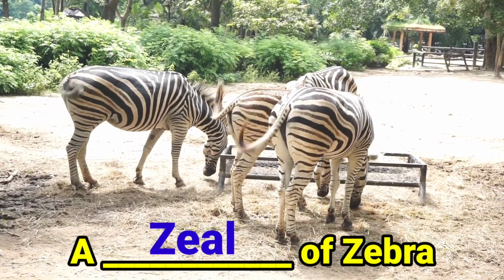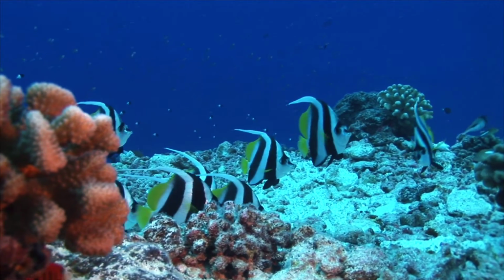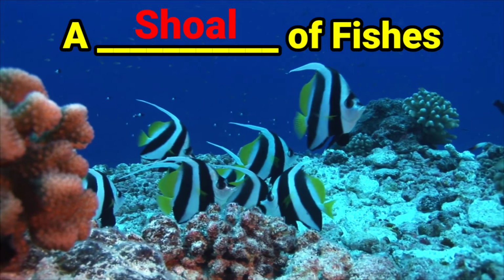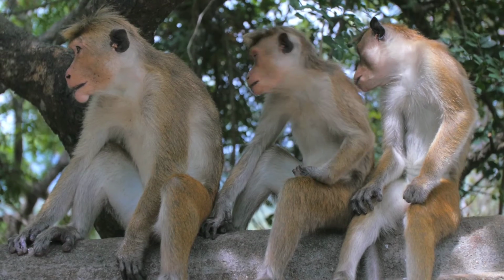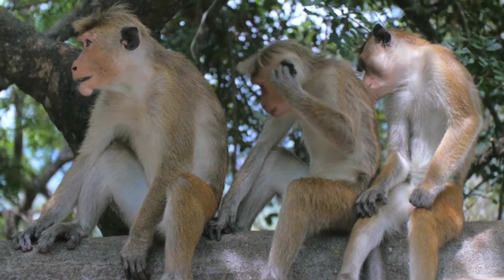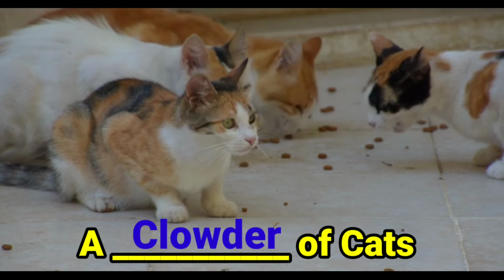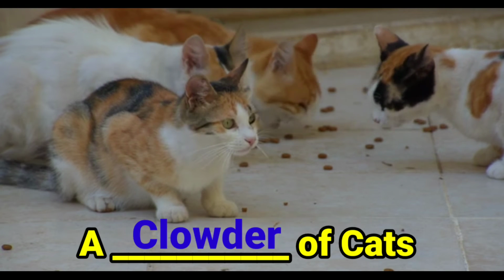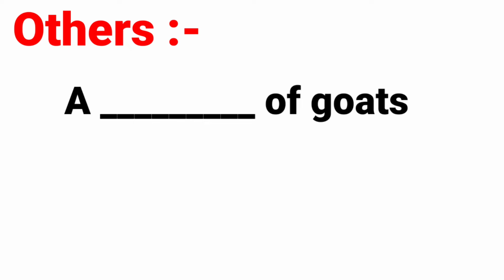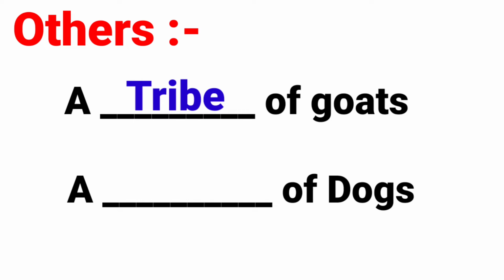A gill of zebra. A shoal of fish. A troop of monkeys. A clowder of cats. Others. A dash of goats. A tribe of goats. Next. A dash of dogs. A pack of dogs.